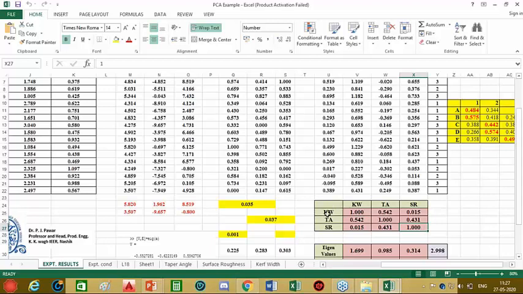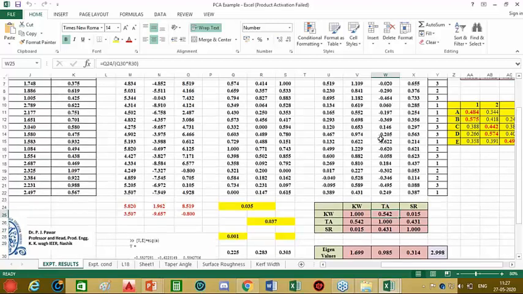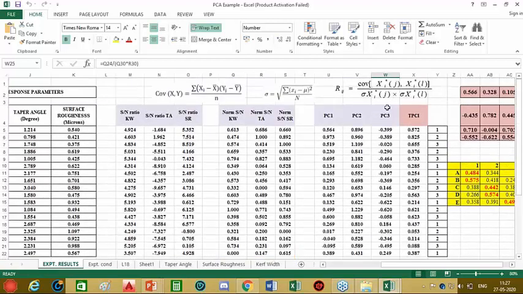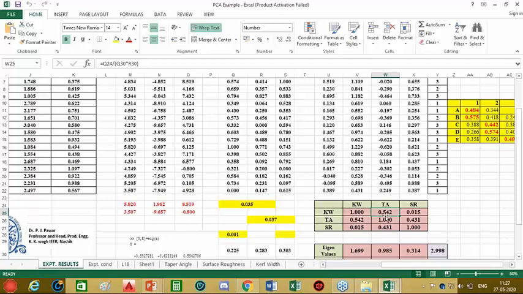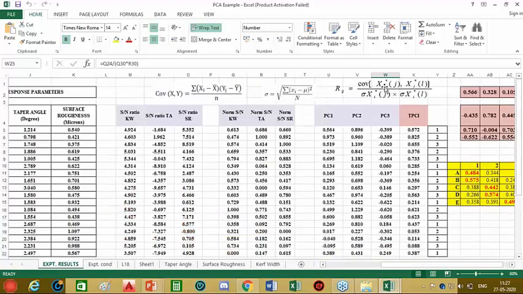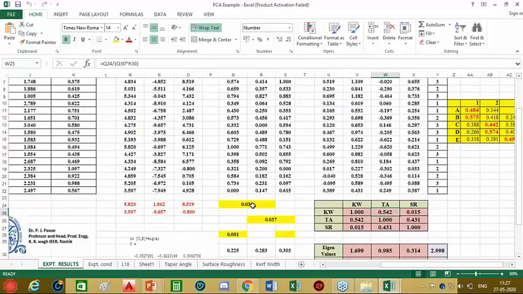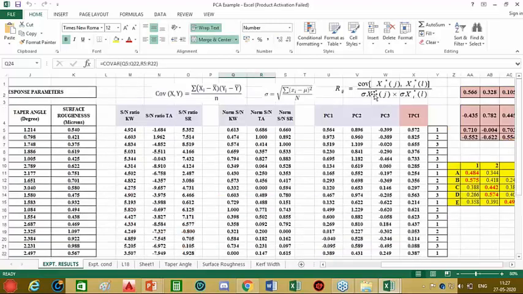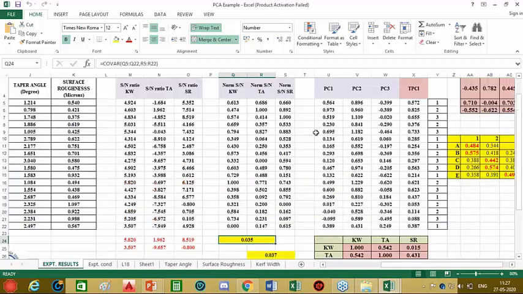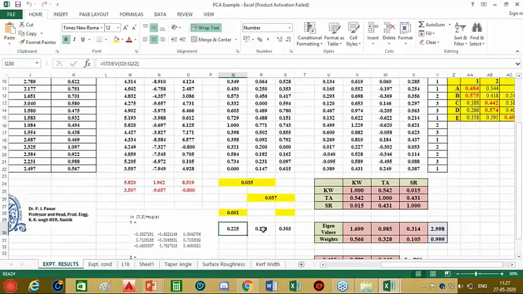Now what is the correlation between curve width and the taper angle? How will you find out this value? This value is obtained by using this formula. To obtain the correlation between curve width and taper angle, we consider the covariance between curve width and taper angle, which is 0.035, divided by the standard deviation of curve width multiplied by the standard deviation of the taper angle. The standard deviation of curve width is 0.225, and the standard deviation for taper angle is 0.283.